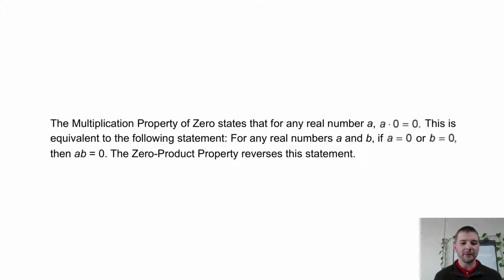The multiplication property of 0 states that for any real number a, a times 0 equals 0. This is equivalent to the following statement. For any real numbers a and b, if a equals 0 or b equals 0, then a times b equals 0. The zero product property reverses this statement.